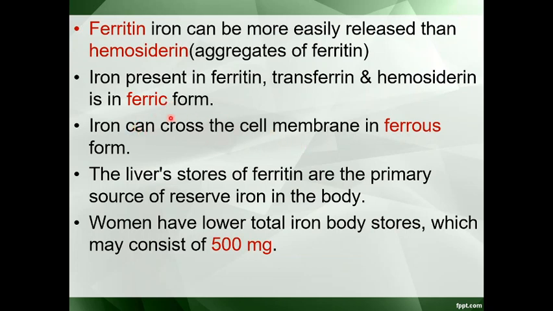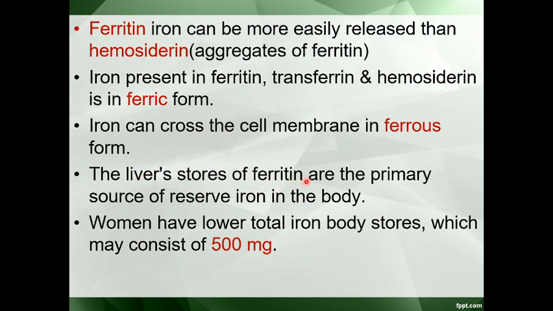Iron can cross the cell membrane in the ferrous form. As the lecture proceeds, we'll see how it is transported, how the ferric form is converted to the ferrous form, and then the iron is transported.